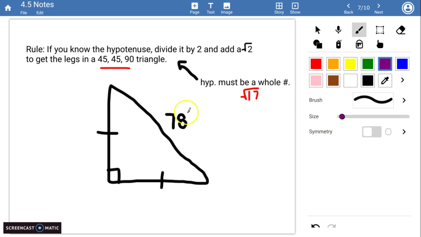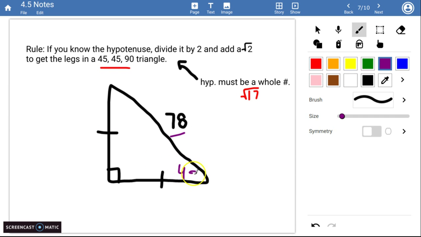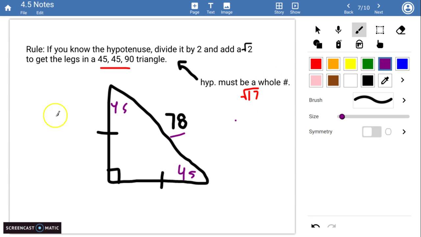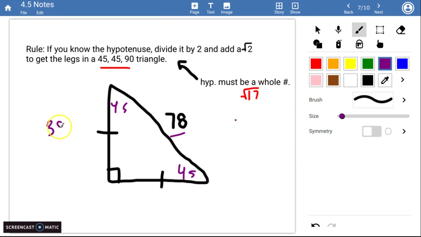Let's look at this. So we have the 78. That is the hypotenuse. And since these sides are equal, we know this is a 45, 90 triangle. That's the only way it would work. We go back to our unit 3, and we know that if certain sides are equal, so are the angles. And they only could be that because we have this right angle. So we can divide 78 by 2, and we get 39. So we can put a 39 here, but that is not our length for both of those. Remember, you still have to add the root 2 on the side.